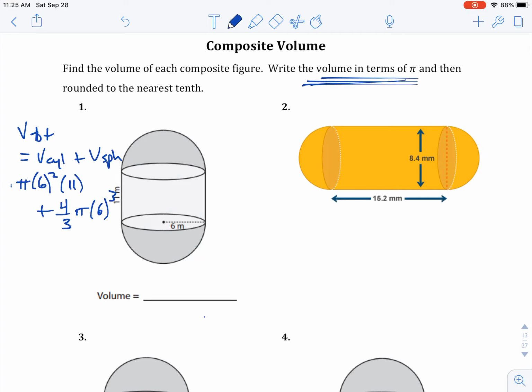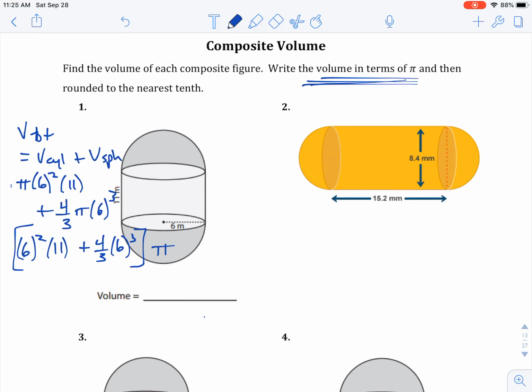Okay, so in terms of pi first, it's going to be a little bit trickier here because you've got a lot of pieces. So what I do is I just type everything in without the pi. So I'm going to type in 6 squared times 11 plus 4/3 times 6 cubed, and I'm going to put the pi after it. I'll do all of that in my calculator, then just put the pi next to it. What we're basically doing here is distributing out that pi, pulling out everything and dealing with it later.